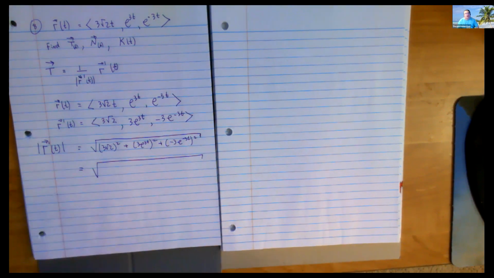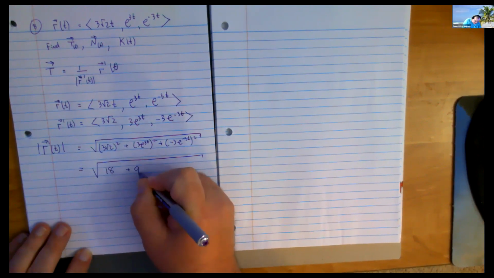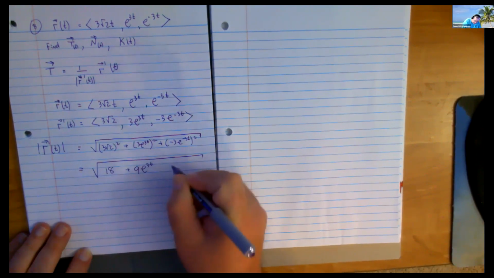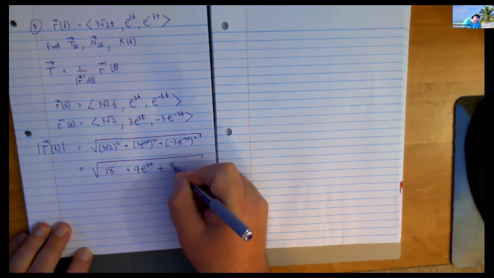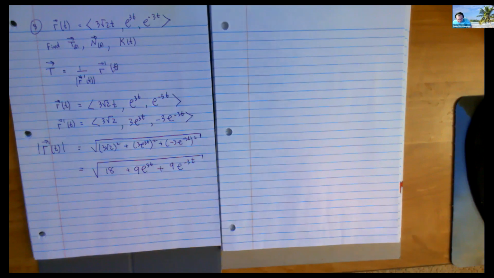3 root 2 times another 3 root 2. God, what does that get you? It gets you 9 times 2, 18. This guy gets you 9e to the 6t, and this guy gets you 9e to the negative 6t, and yes, it is a perfect square.